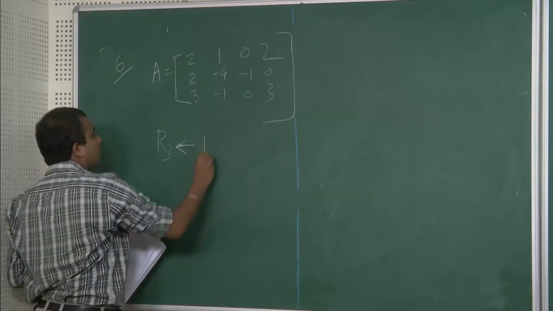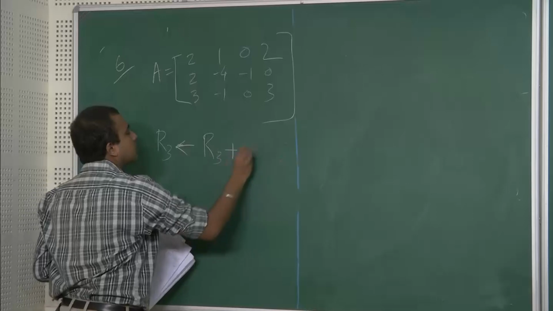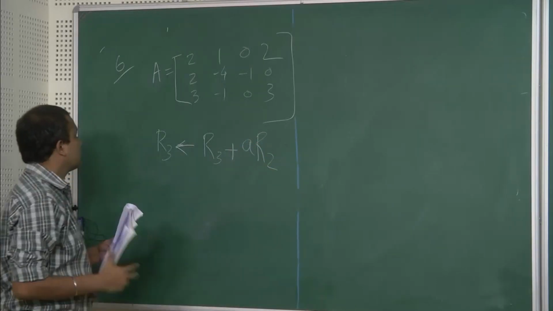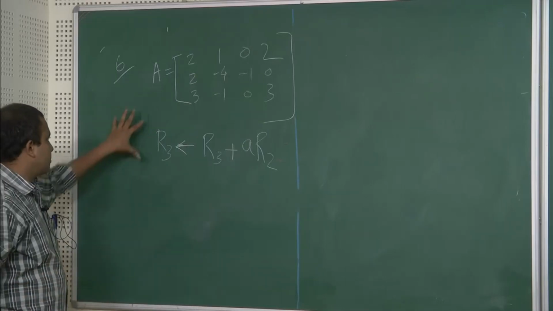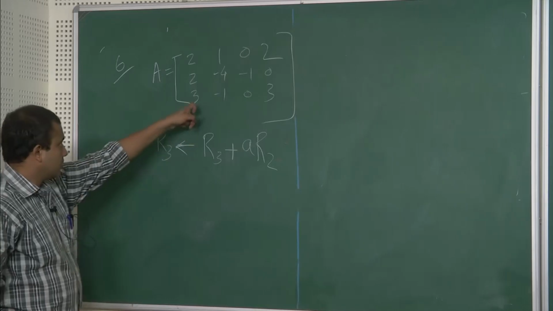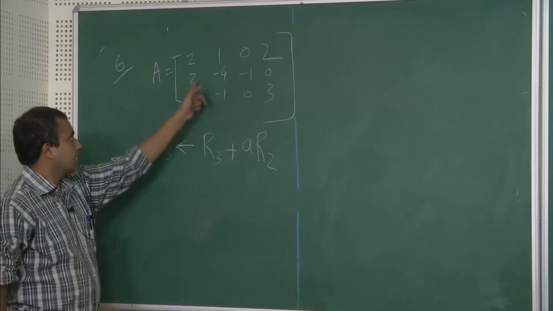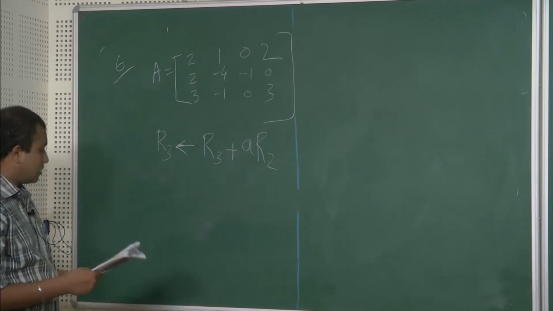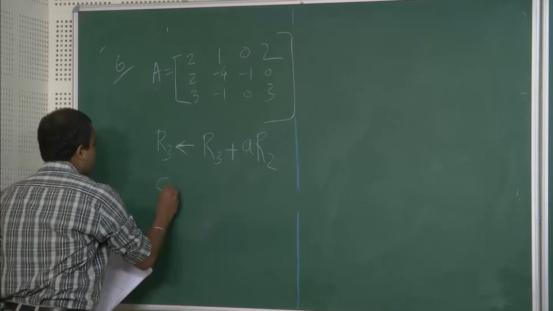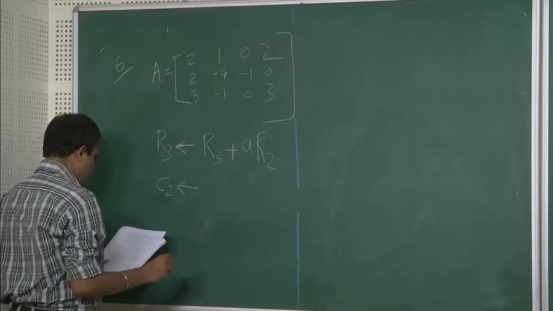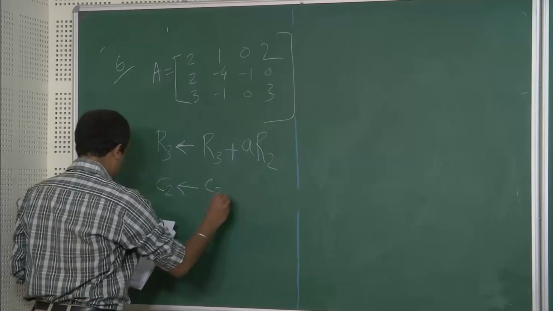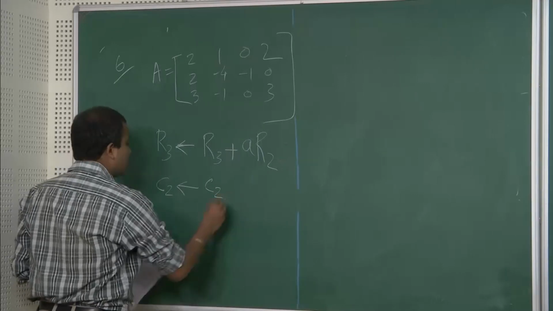So, R3 plus A R2. So, after one step of elimination, the R3 should look like this. This row 3 minus 1 0 3 plus A times that. So, basically, they also talk about a column operation that we need to describe, and that says C2 minus A C3.